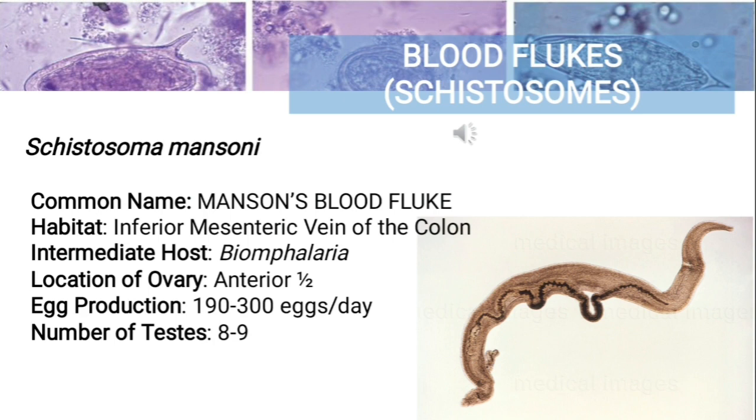Intermediate host is Biomphalaria. Location of the ovary is the anterior part of the adult worm, which is one half of its body. And then egg production is 190 to 300 eggs per day. And the number of testes is 8 to 9.